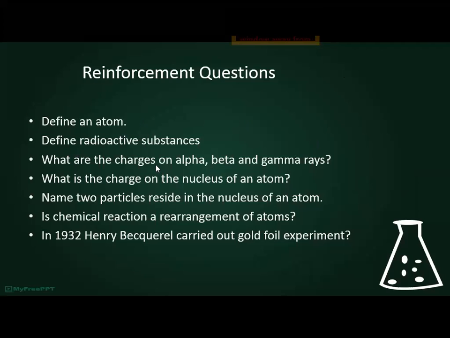They are neutral. I was asking you to define radioactive substances, but everyone, sorry to say, was defining radioactivity. Radioactive substances are those substances which emit invisible radiation. Invisible radiation means alpha, beta, and gamma rays. All those substances or elements which emit alpha, beta, and gamma rays or invisible radiation are called radioactive substances.